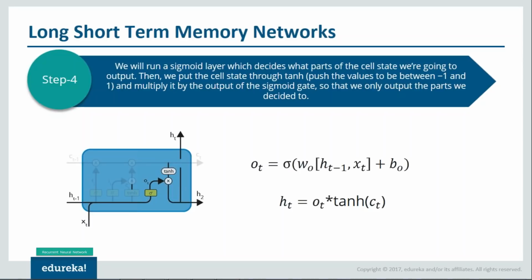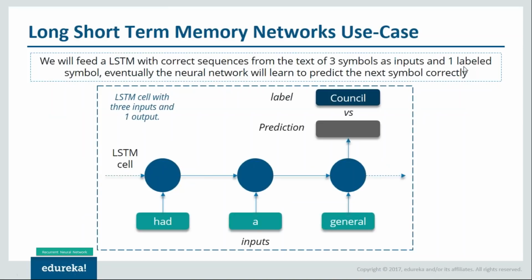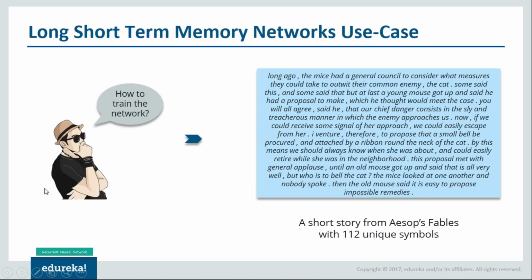Now we'll look at a use case where we'll be using LSTM to predict the next word in a sentence. All right, let me show you how we are going to do that. So this is what we are trying to do in our use case, guys. We'll feed our LSTM with correct sequences from the text of 3 symbols, for example, had a general, and a label that is council in this particular example. Eventually, our network will learn to predict the next symbol correctly. So obviously, we need to train it on something. Let us see what we are going to train it on.